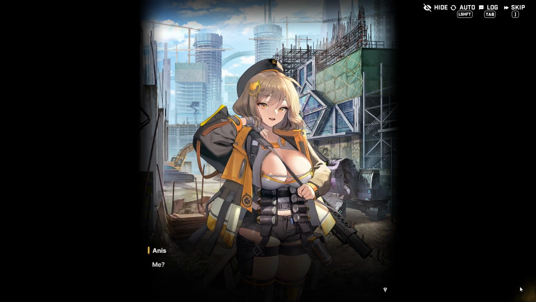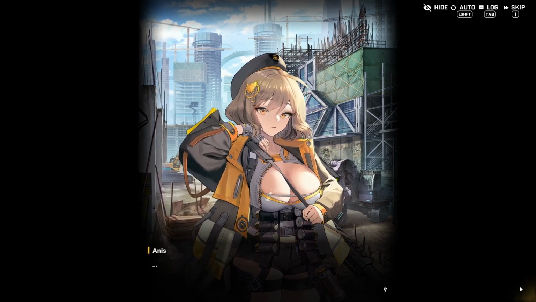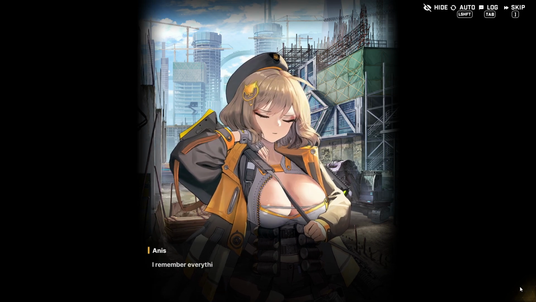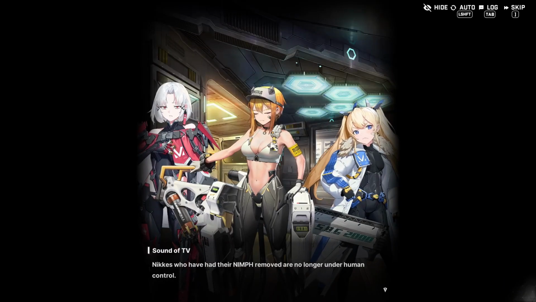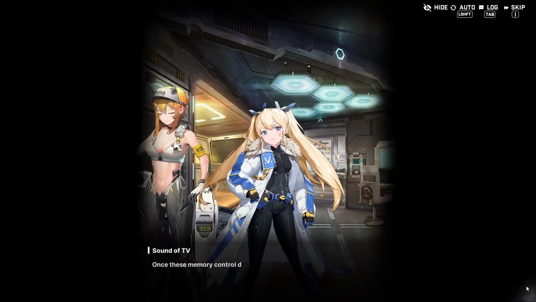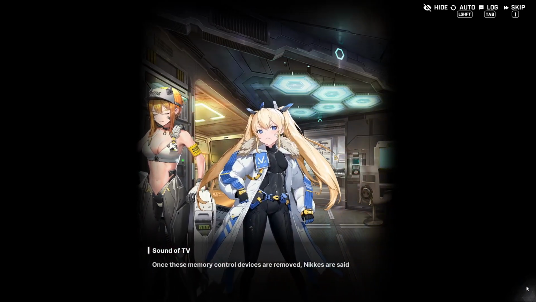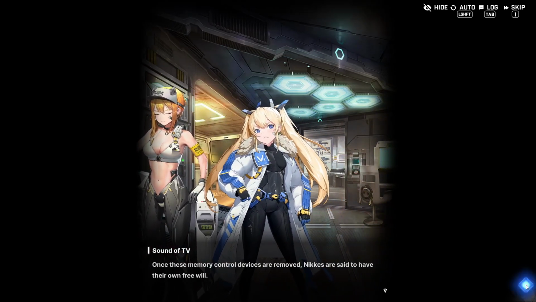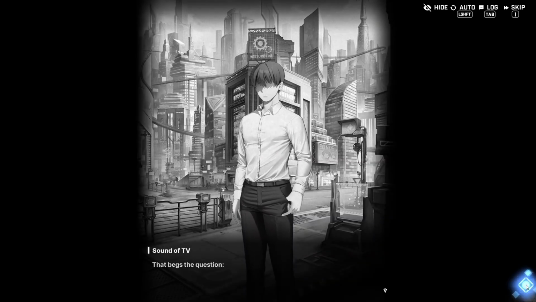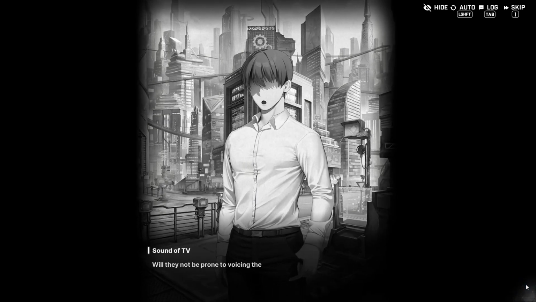In the game, NIMPH is seen as a good thing by the ARK. We as players are biased towards it being bad because we view the game through the eyes of the commander, who sees it as a form of slavery or oppression. When Matis Squad had their NIMPH removed, there were protests asking for them to get it back because of how dangerous it is. Nikkes are weapons that can cause a lot of harm if they decide to ever turn on humanity.